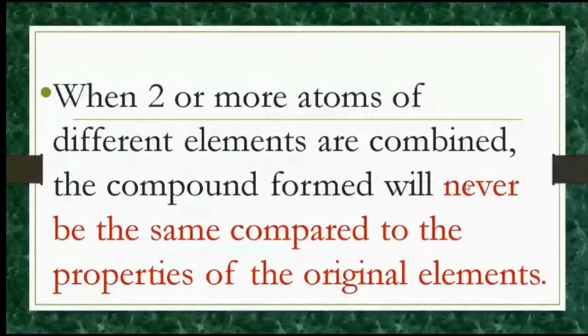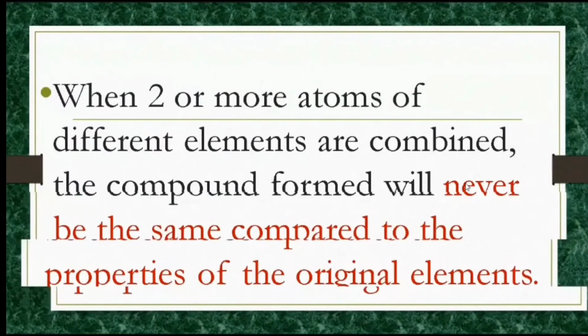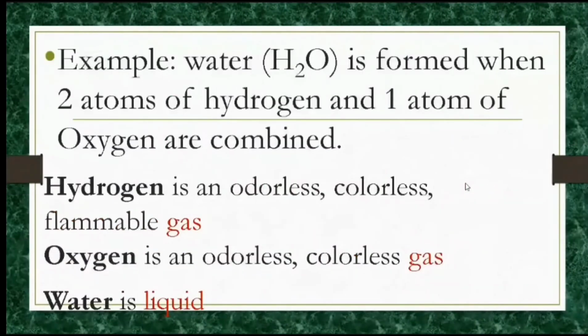When two or more atoms of different elements are combined, the compound formed will never be the same compared to the properties of the original elements. Example, water is formed when two atoms of hydrogen and one atom of oxygen are combined. Hydrogen is an odorless, colorless, flammable gas. Oxygen is an odorless, colorless gas. When hydrogen and oxygen combine, the compound formed, which is water, is a liquid, which is different from both the hydrogen and oxygen.